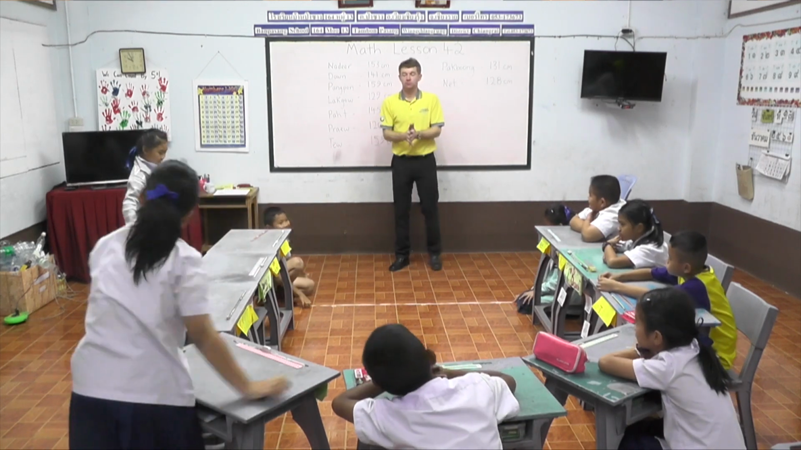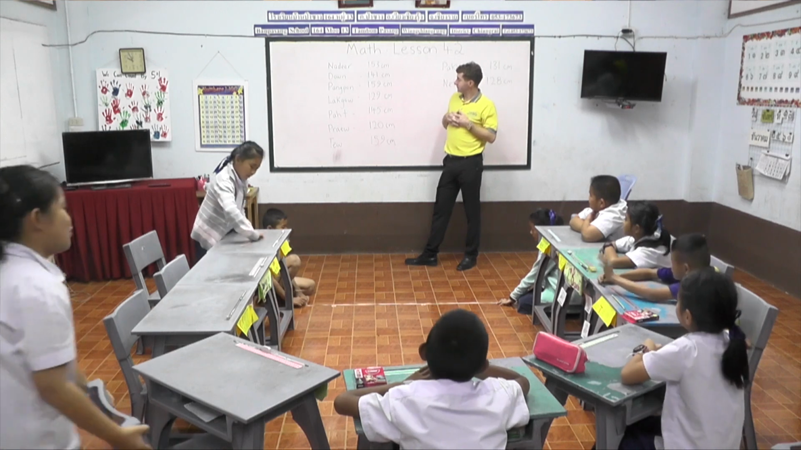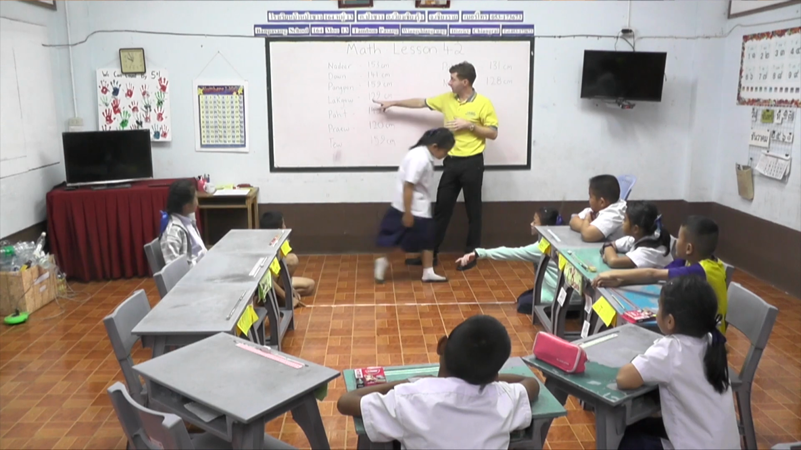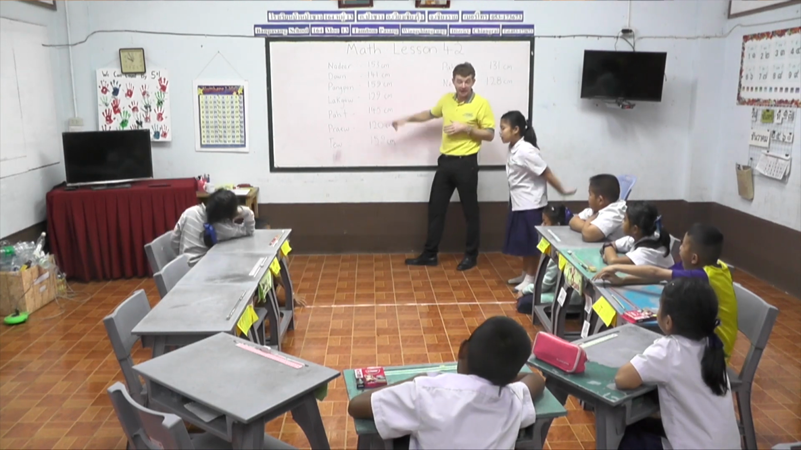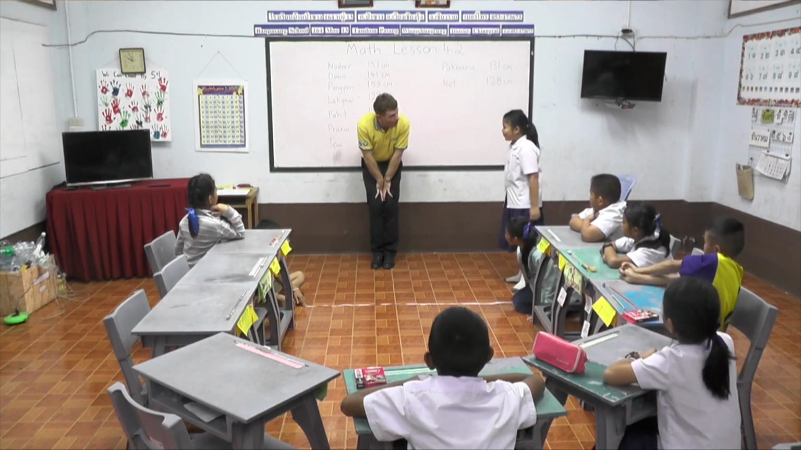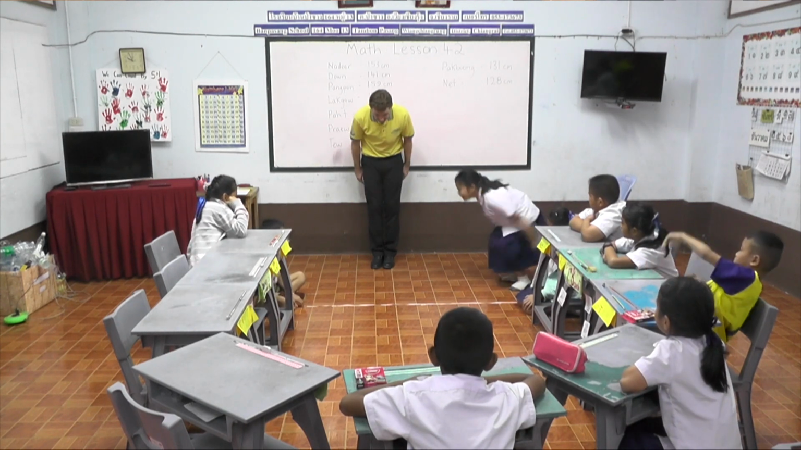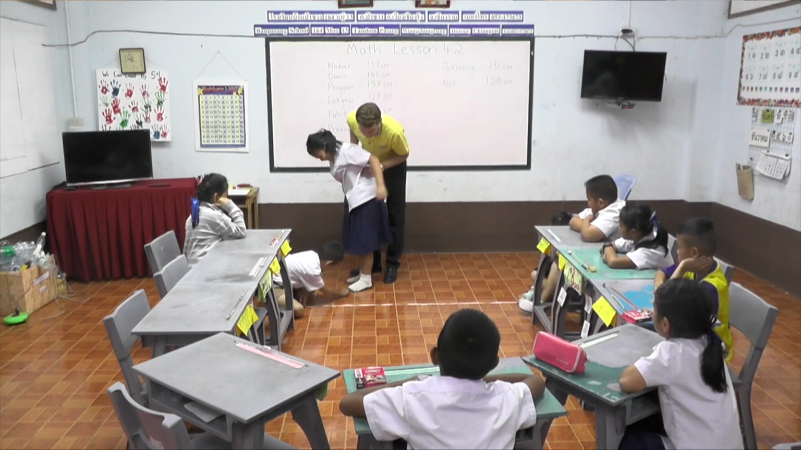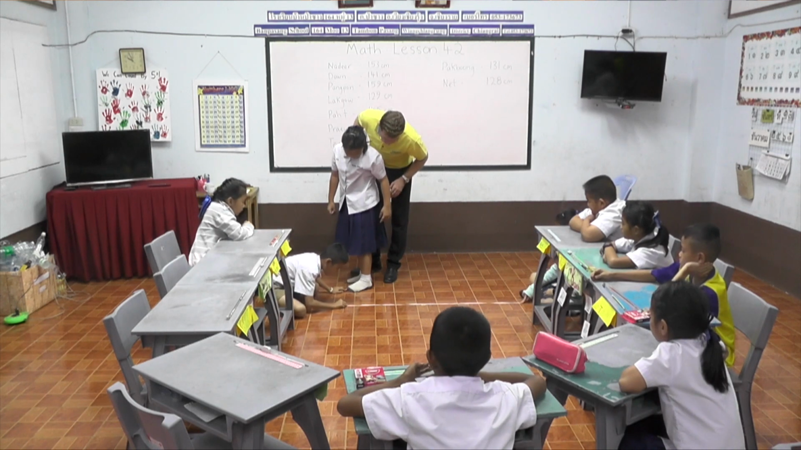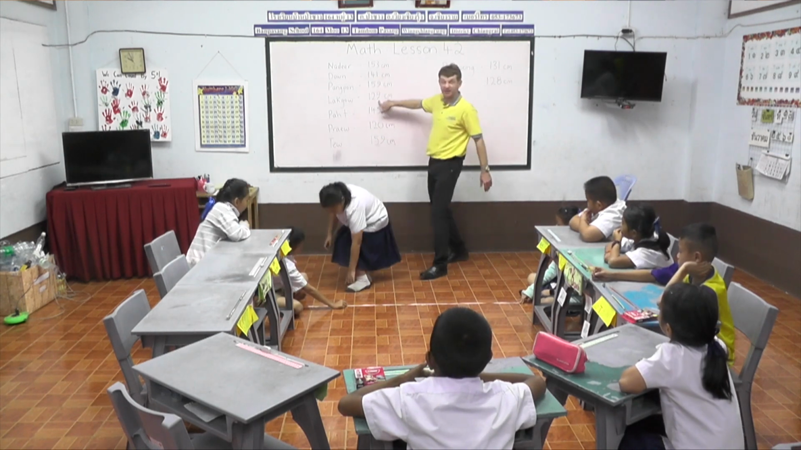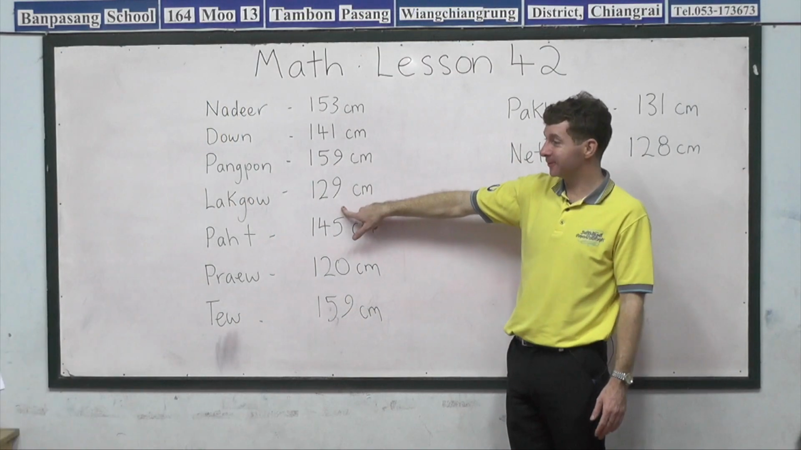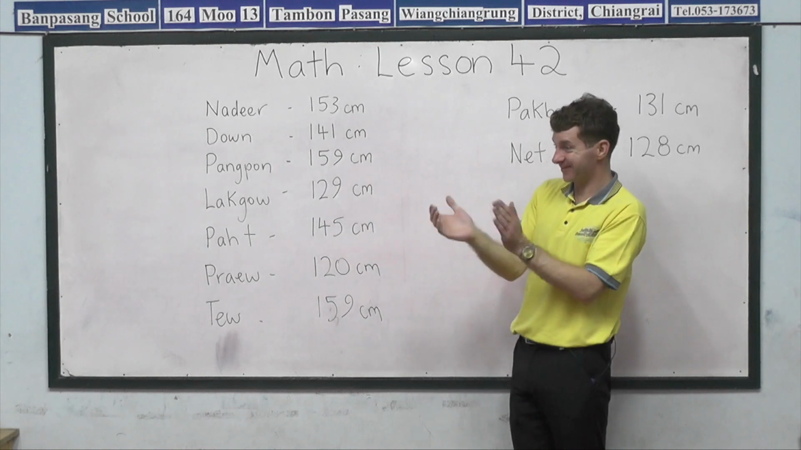Next, Lakgau. So that gal has 129 centimeters. Are you ready? Ready. Okay. 1, 2, 3. How many? 129. So let's say the same. 129. Lakgau, you've done the same twice. Excellent.